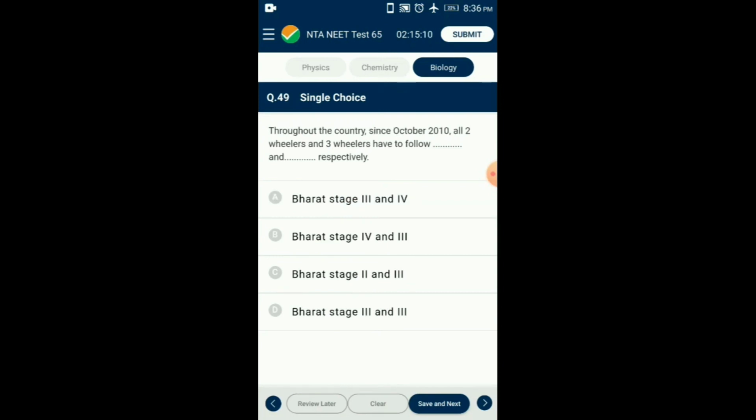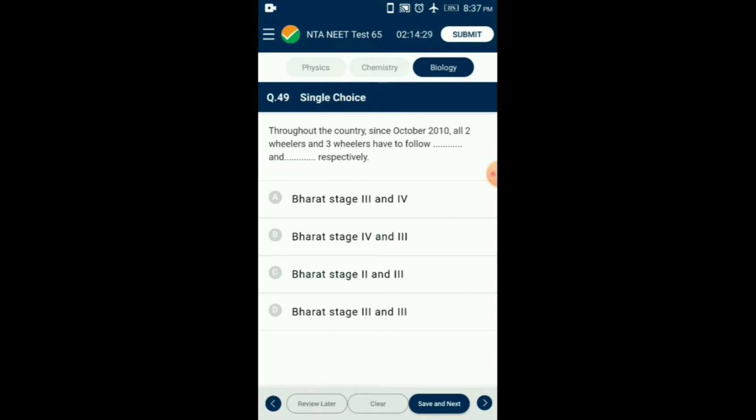Question number 49. Throughout the country since October 2010, all two-wheelers and three-wheelers have to follow dash and dash respectively. Bharat Stage 2 or Euro 2 norms, both almost equivalent, are no longer applicable in any of the cities of India. Two-wheelers, it is Bharat Stage 3 throughout the country since October 2010. Three-wheelers, Bharat Stage 3 throughout the country since October 2010.